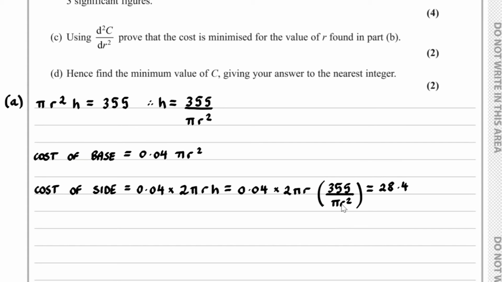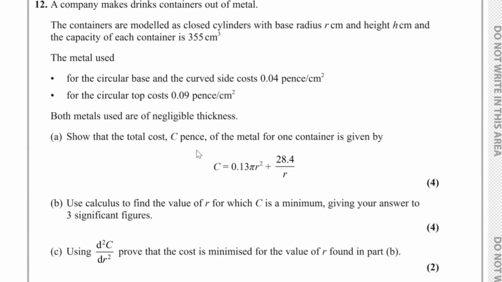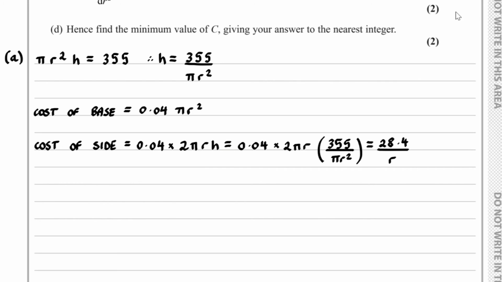And then I've got the pi and the 1 over pi simplifying to 1. And then I've got r divided by r squared, which is 1 over r. So the cost of the side is 28.4 over r. And the cost of the top is 0.09 pence per centimetre squared. We've got a circular top. So the cost of the top, I've got 0.09 multiplied by pi r squared.